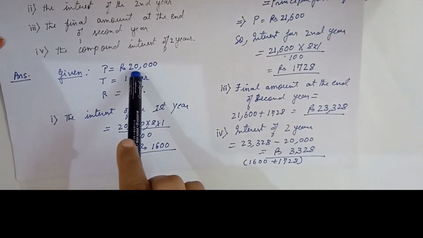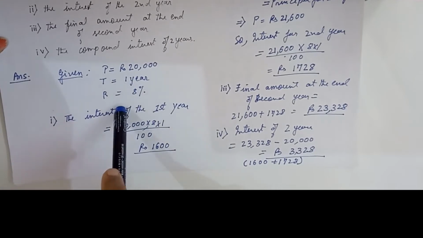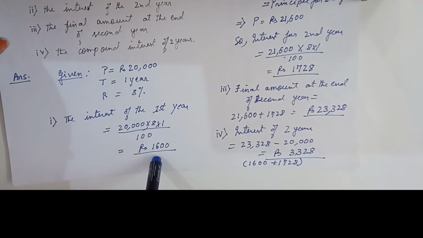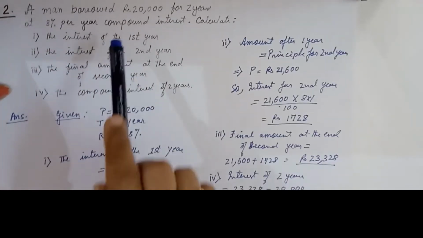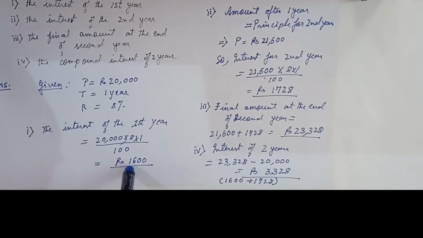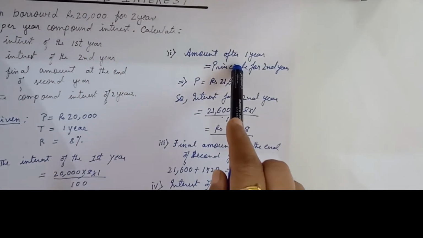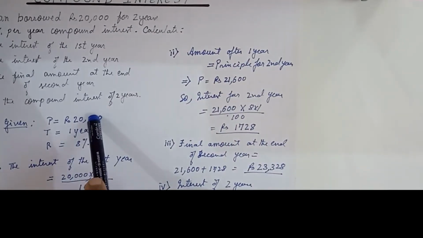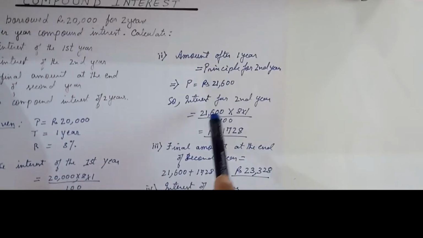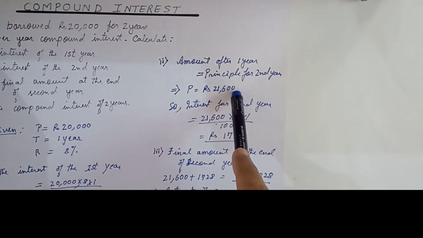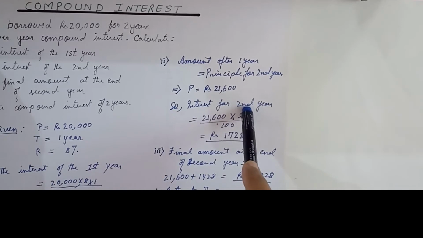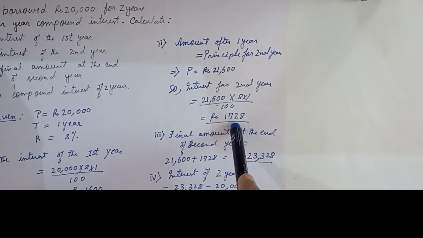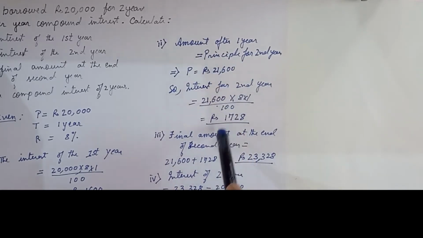First, principal, time, rate. Interest of the first year, PRT by 100, time is 1 and it is 1600. That is the first question's answer. Then we find the amount because we need the principal for the second year. So principal plus interest will give you 21,600 as the principal for the second year. So the interest for the second year, again PRT by 100, on the principal for the second year, is 1728.